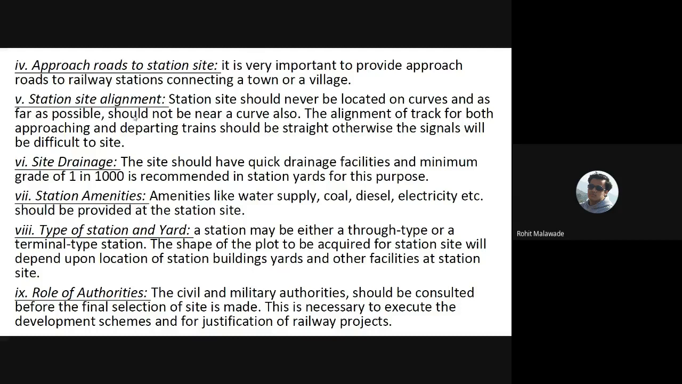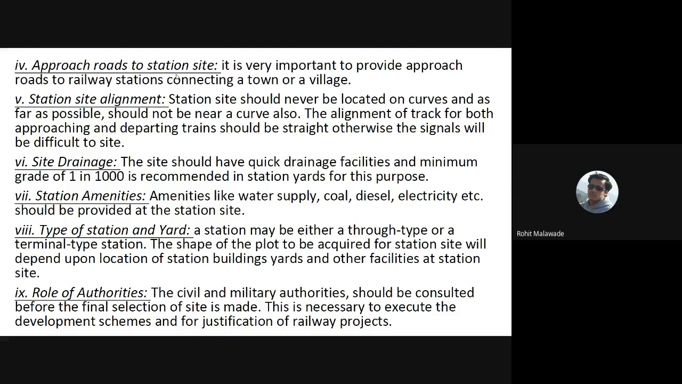So your station should never be located on curves. If the station is located on curves, as you already know, it becomes difficult to see the signal. So your station should be located on a straight path or straight line, and should not be located on a curved path.